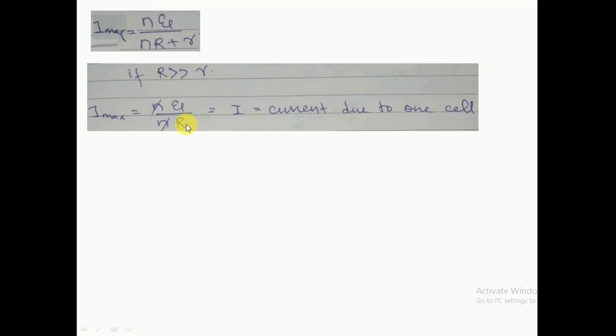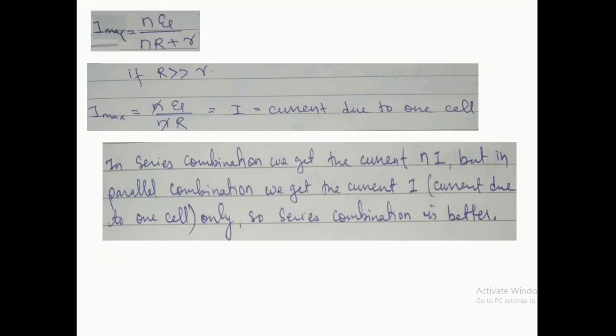So after adding n number of cells, you are getting the current due to one cell only. Whether you are connecting 5 cells or one cell, you are getting the current due to one cell only, so this is not good. But in series, if you are connecting 5 cells, you are getting the current due to 5 cells, so the series one is better, and we don't use the parallel connection, we always use the series combination of cells.